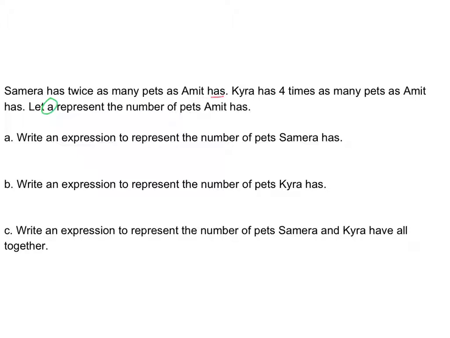If we look at this sentence right here, she has twice as many pets as Amit. So if Amit has a number of pets, Samira is going to have 2 times a amount. Write an expression for the number of pets Kyra has. Kyra has 4 times as many pets as Amit. So if Amit has a pets, Kyra has 4a pets.